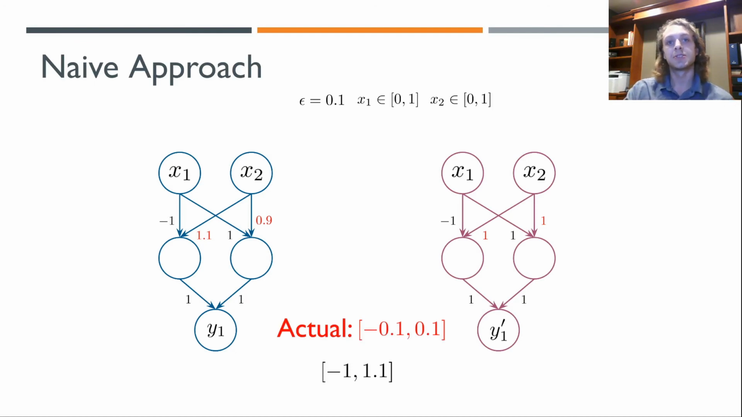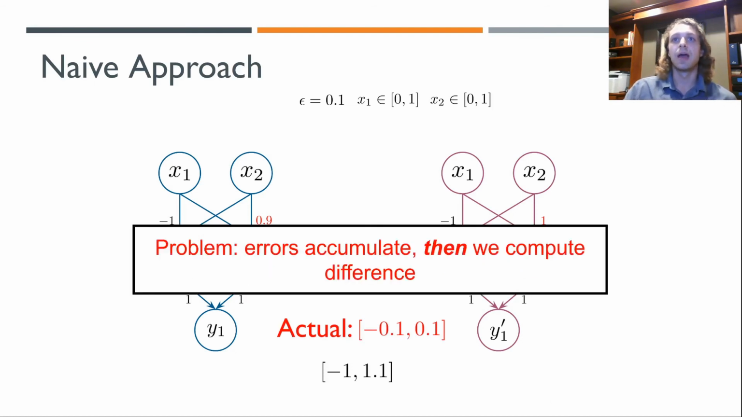However, this tends to produce very loose bounds. And the reason why is that after propagating the symbolic intervals through the network, the final output bounds tend to have very significant errors in them. Then when we subtract the bounds, the result is often too loose to be useful.